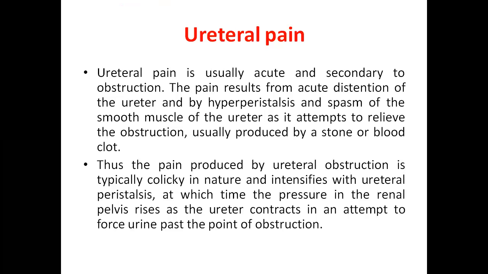Ureteric pain. Ureteric pain is usually acute and secondary to obstruction. The pain results from acute distension of the ureter and from hyperperistalsis and spasm of the smooth muscle of the ureter as it attempts to relieve the obstruction, usually produced by a stone or blood clot. Thus, the pain produced by ureteric obstruction is typically colicky in nature and intensified with ureteric peristalsis, at which time the pressure in the renal pelvis rises as the ureter contracts in an attempt to force urine past the point of obstruction.